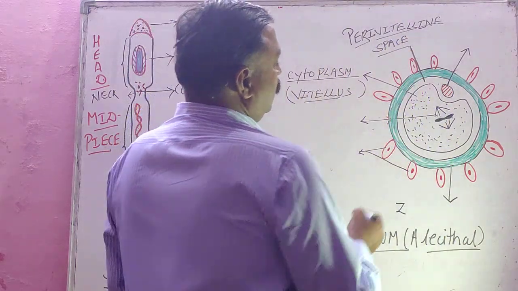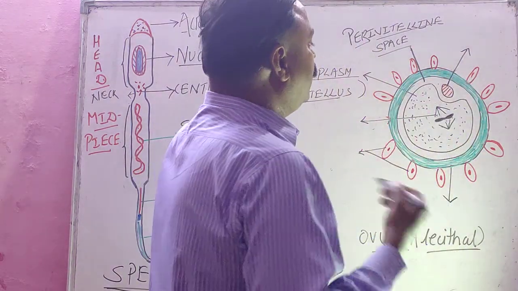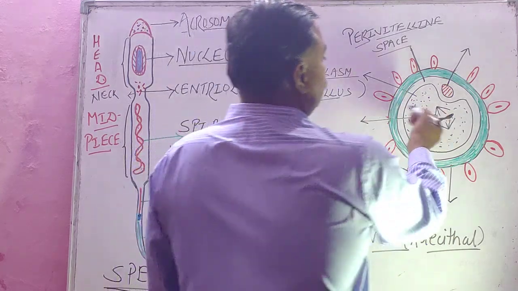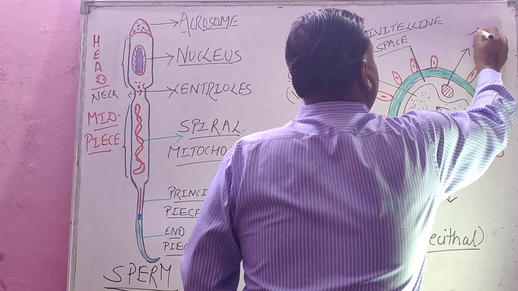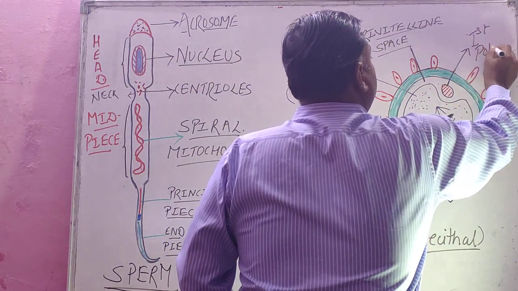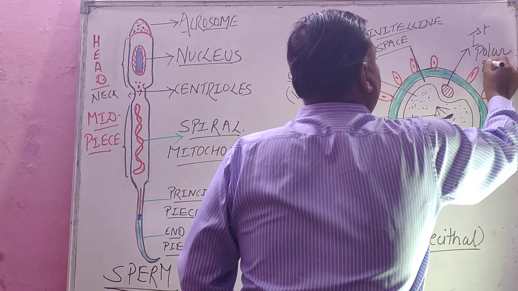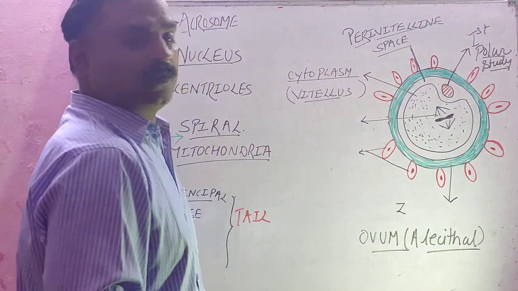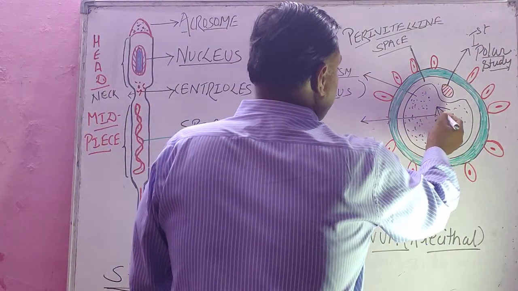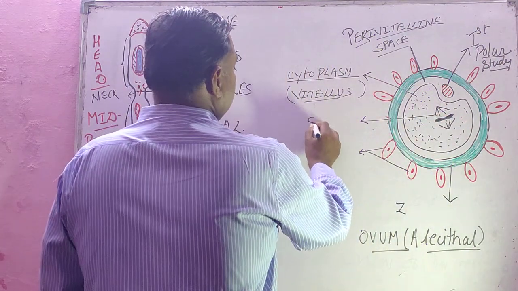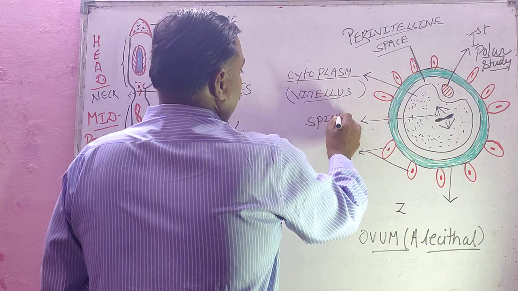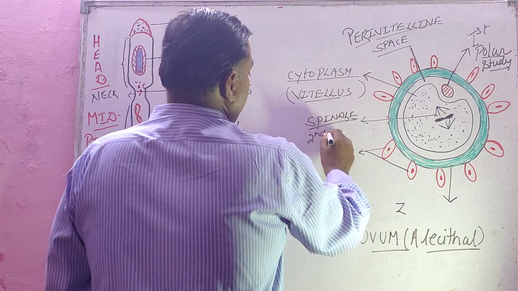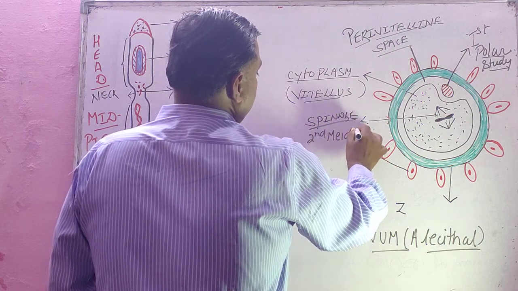Now we find this structure after ovulation. After ovulation, when the ovum is in the funnel of the oviduct, we find the first polar body. The detail of this polar body you are going to study just after this in oogenesis. Then these are the spindle observed in the second meiotic division.